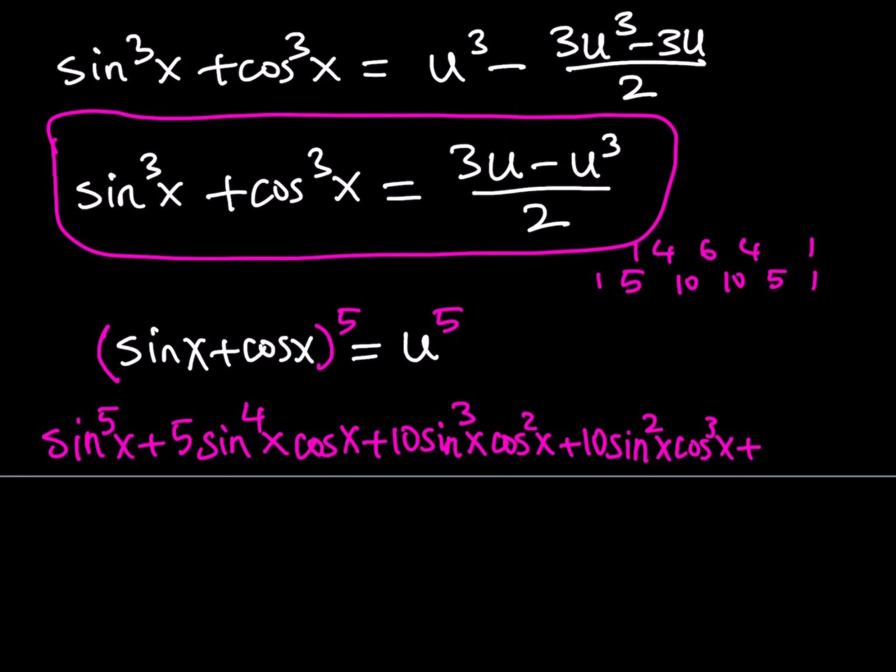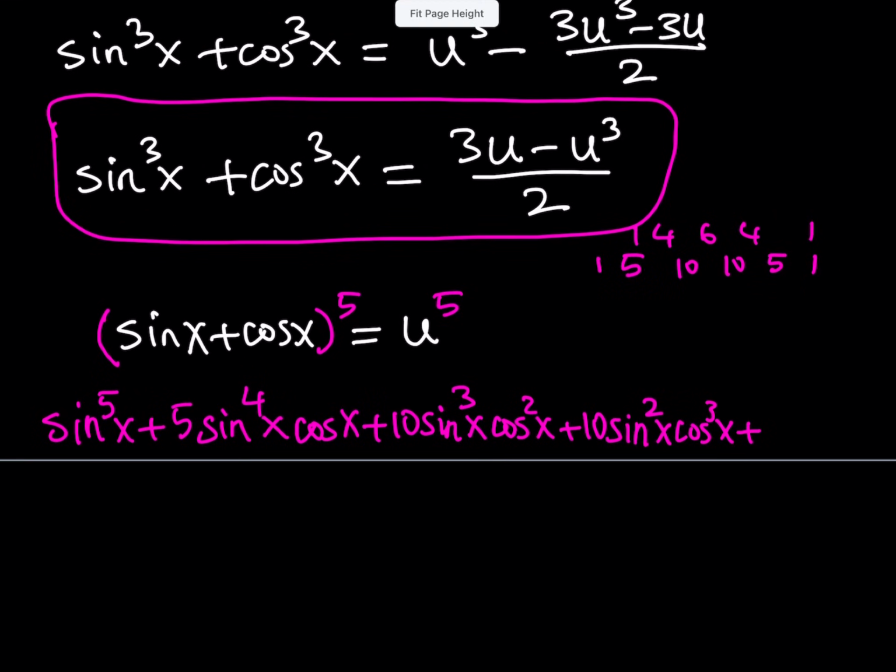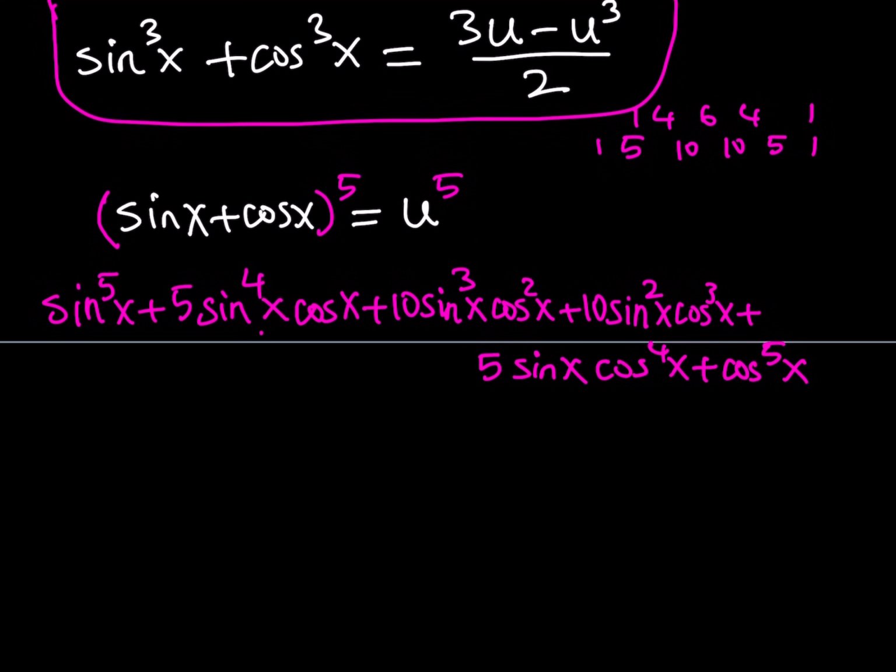I don't want to make it too long anyways, right? And this is going to be a 5 sine x, and then I have cosine to the 4th power. Again, we have the symmetry with this term here. Plus, we're going to end with cosine to the 5th power. Now, what's really important here is that we're going to put these together in a meaningful form. And of course, this whole thing is equal to u to the 5th power, which we'll get to later.